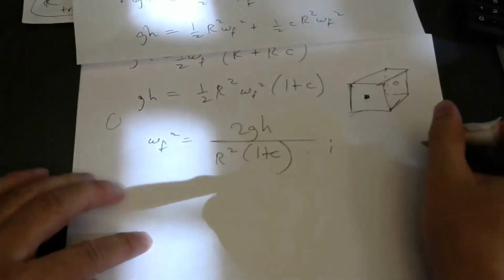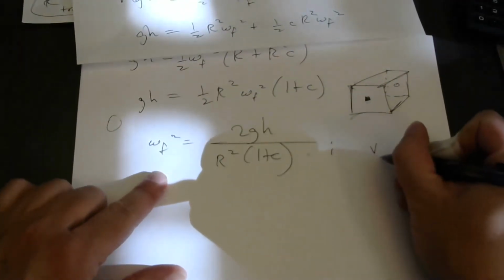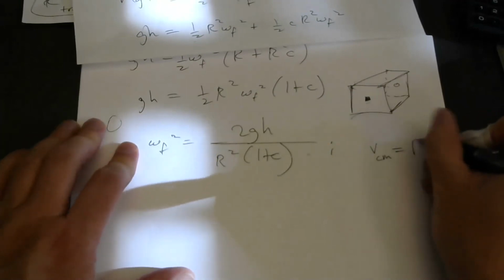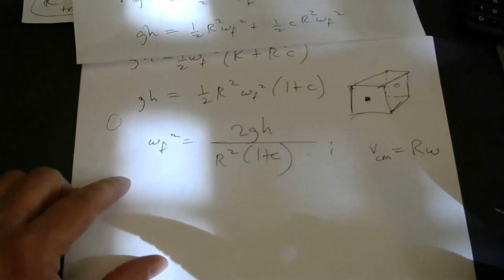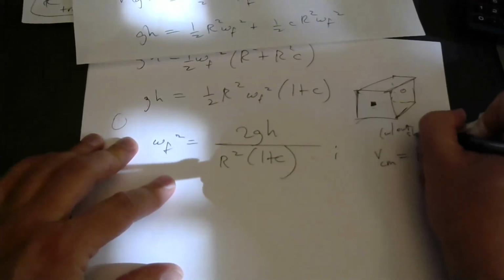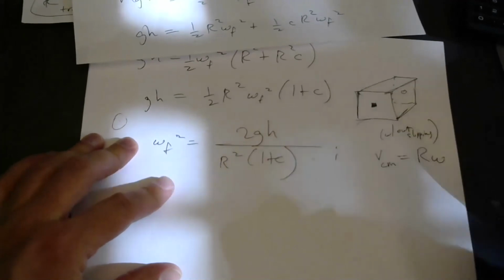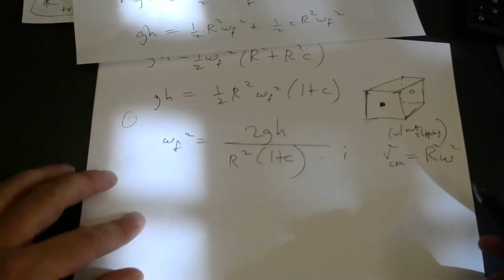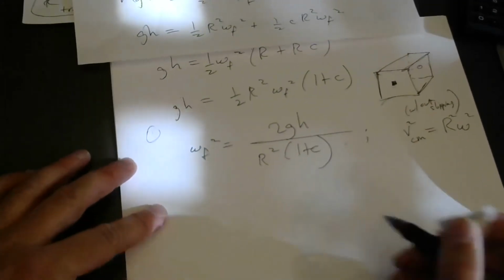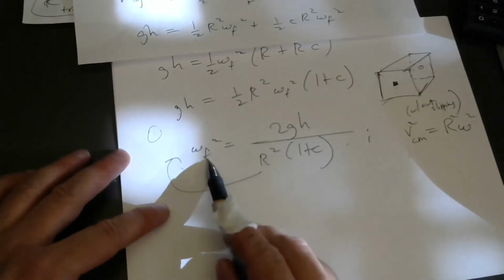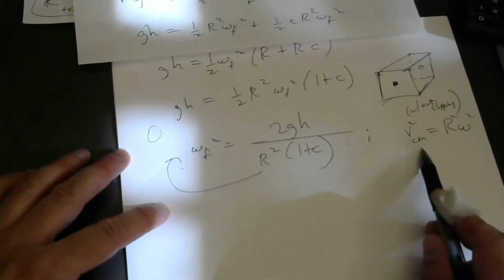Okay. Here's where I use this result. V center of mass is radius times omega. That's for rolling without slipping. Well, if I square both sides, R squared omega squared, now I can recognize, if I put this R squared over here, wouldn't I have R squared omega squared, which is V squared?